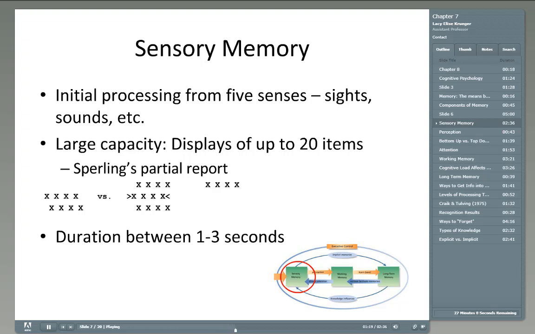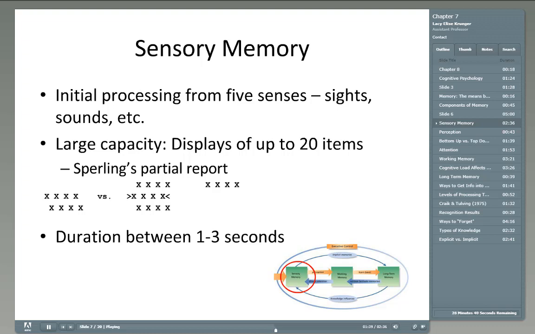So what Sperling did was something known as a partial report. So he would show them all of those 12 items in a single presentation, but then immediately after the presentation, he would somehow cue them to which row they should recall.